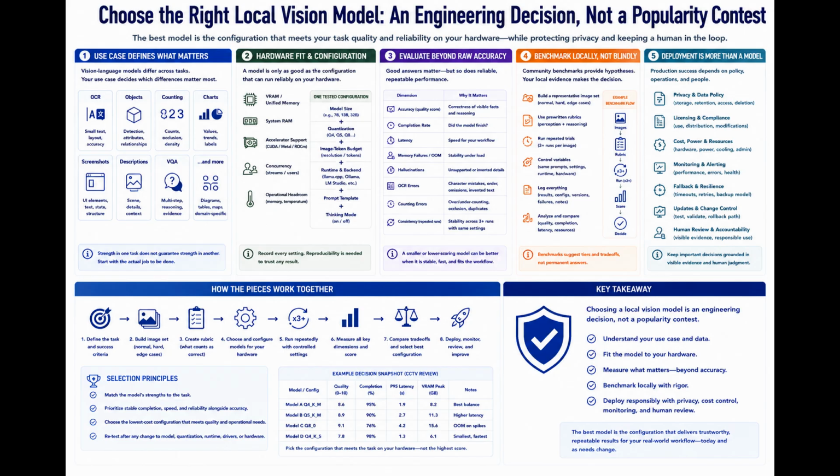Accuracy must be considered with completion, latency, memory failures, hallucinations, OCR and counting errors, and consistency across repeated runs. A smaller or lower scoring model can be better when it is stable and fast enough for the workflow. Benchmark locally using representative images, pre-written rubrics, repeated runs, controlled settings, and a durable evaluation log. Community benchmarks provide hypotheses and hardware tiers, not permanent answers.